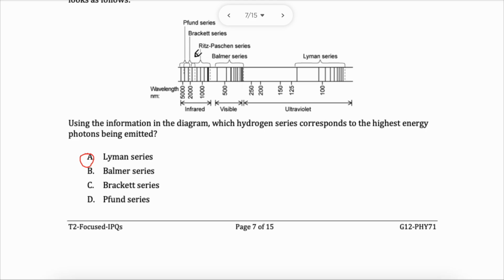And everything else is infrared. The Paschen, the Brackett, the Pfund, that's all infrared. So that's what you need to know. These are the main ones. The main ones you'll actually deal with are Balmer and Lyman, to be honest. This is what you get asked about more.